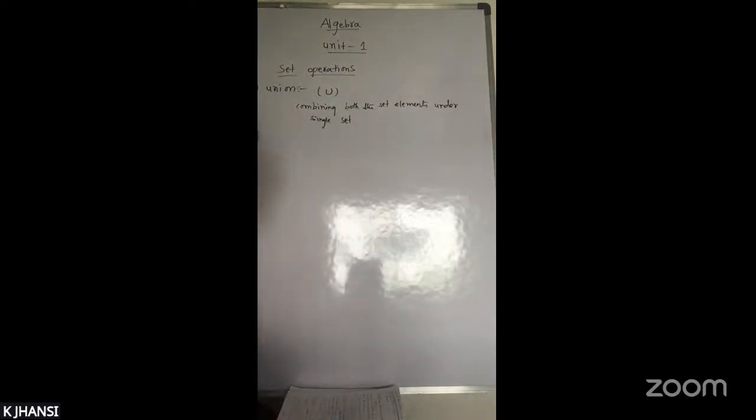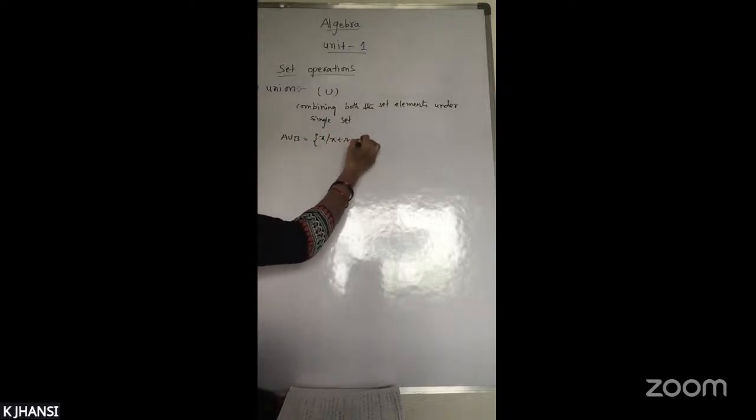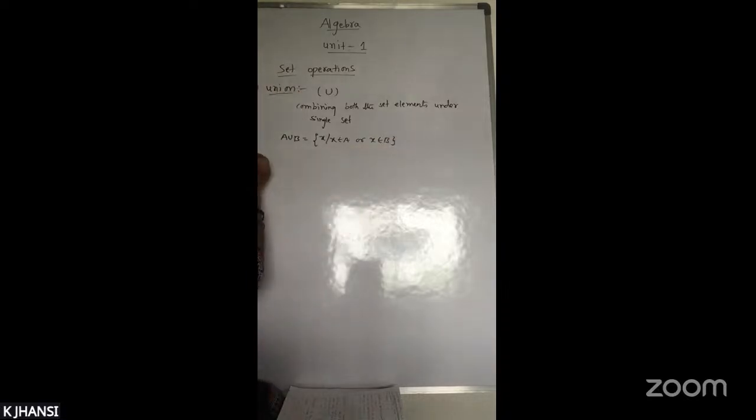In your textbook, the definition is that sets A and B are any sets. The union of A and B is defined as a set whose elements belong to either A or B. We can write A union B as {x such that x belongs to A or x belongs to B}. This is the definition of union.